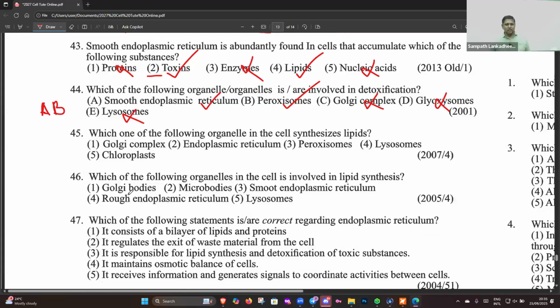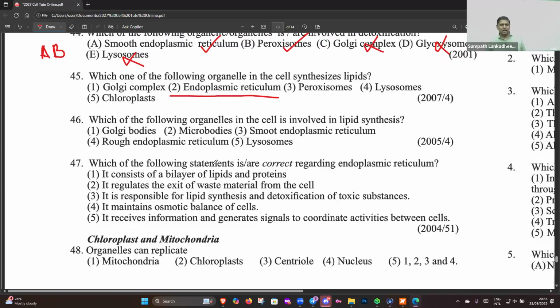Question number 45. Which organelle in the cell synthesizes lipids? Golgi complex, endoplasmic reticulum, that is the smooth endoplasmic reticulum. Question number 46. Which organelle in the cell is involved in lipid synthesis? Smooth endoplasmic reticulum once again. Two different years, they have asked the same question.